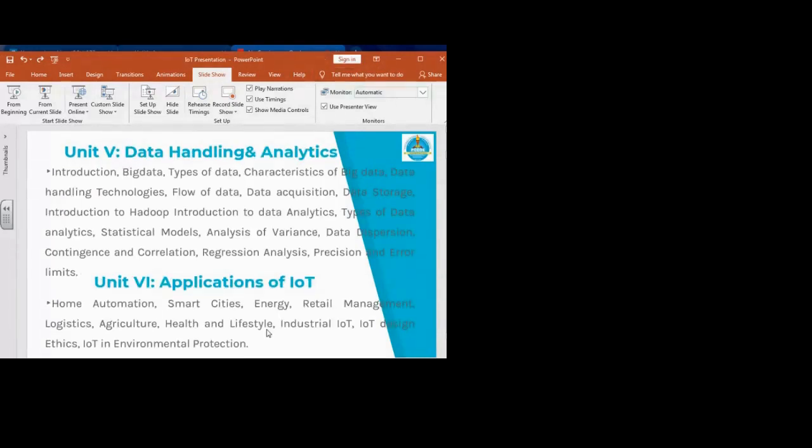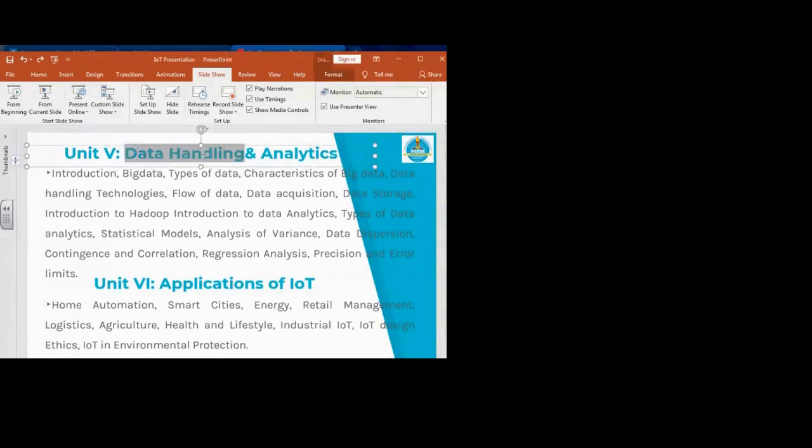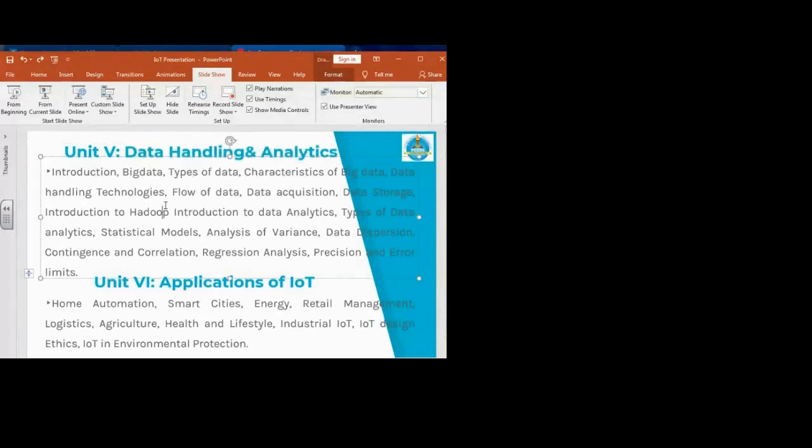Next one, in your fifth unit, as I mentioned earlier in your CO statements, we are going to discuss data handling and analytical tools. We're going to discuss what big data is, because big data is again a separate kind of structure, isn't it? Varieties of researchers are working in this particular domain.